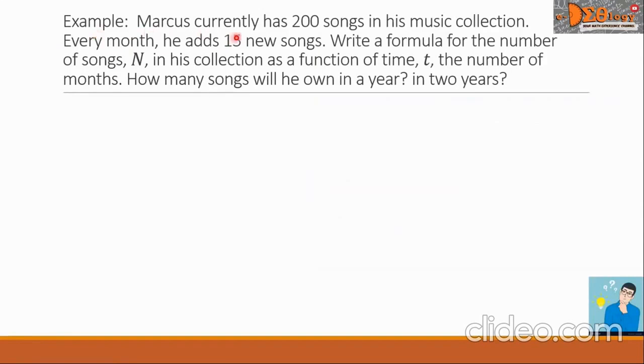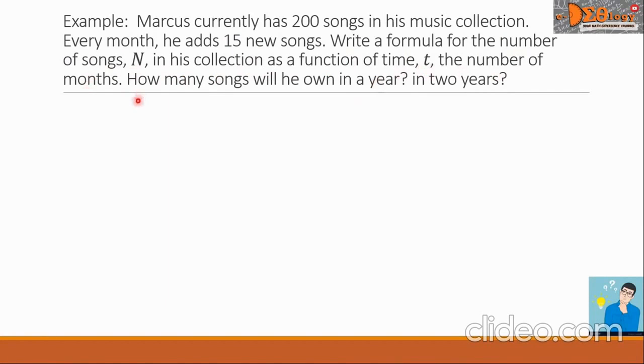Marcus currently has 200 songs in his music collection. Every month, he adds 15 new songs. Write a formula for the number of songs, denoted by capital N, in his collection as a function of time t. And this t refers to the number of months.